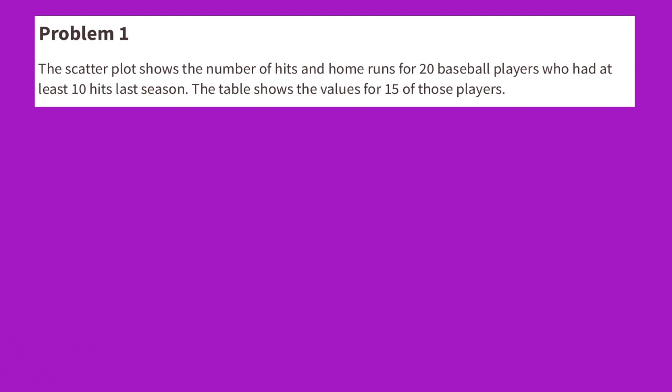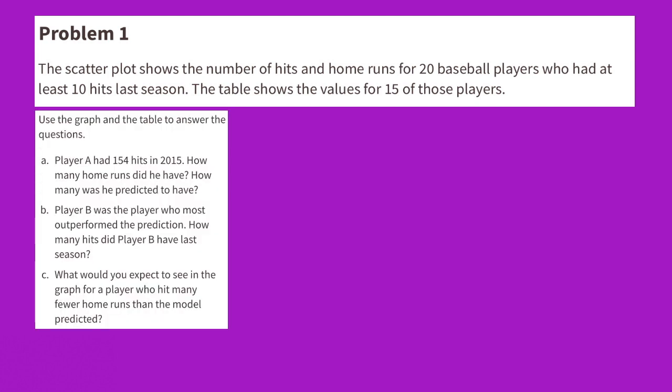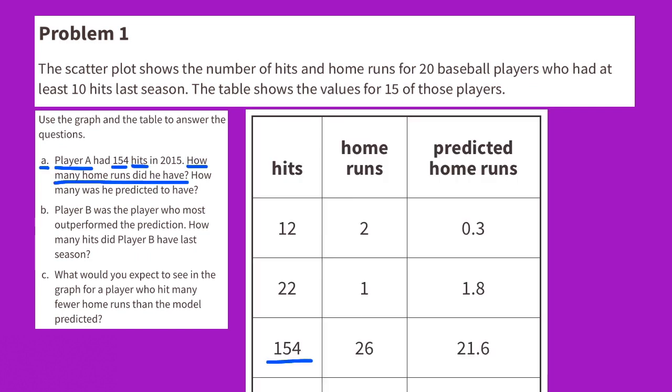The table shows the values for 15 of those players. Use the graph and the table to answer the questions. A. Player A had 154 hits in 2015. How many home runs did he have? How many was he predicted to have? He had 154 hits, 26 home runs, and he was predicted to hit 21.6 home runs.